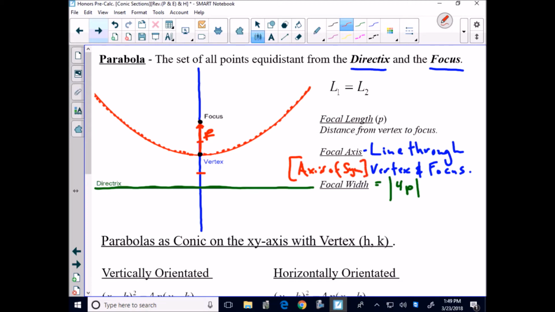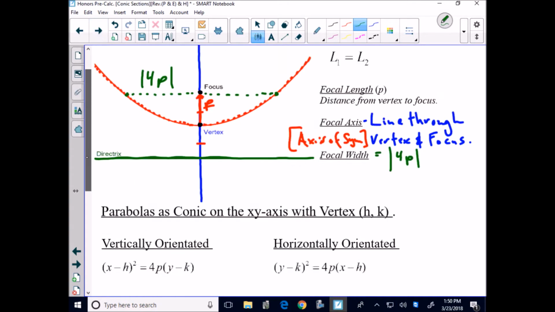And we say that the focal width is the width of the parabola through the focus, and that would be this length right here. And because this is a length that is not necessarily defined going from one point to another, we're going to say that this length is always positive, right?